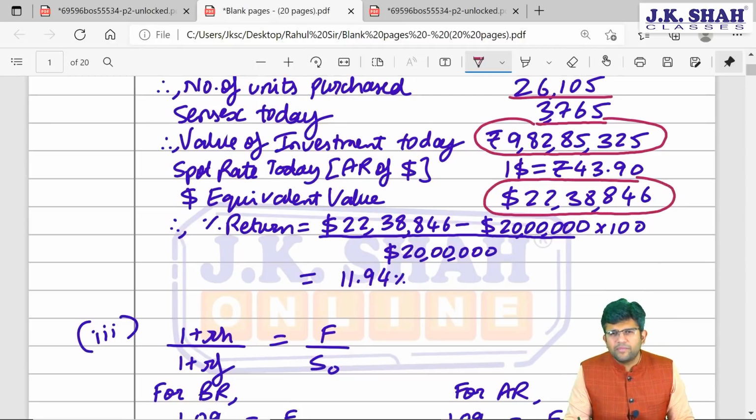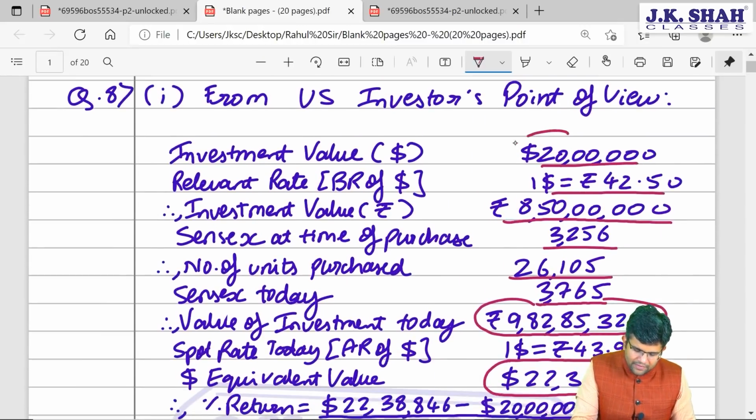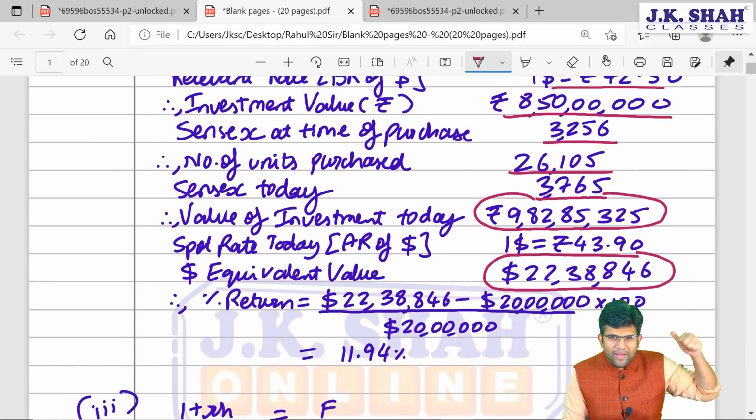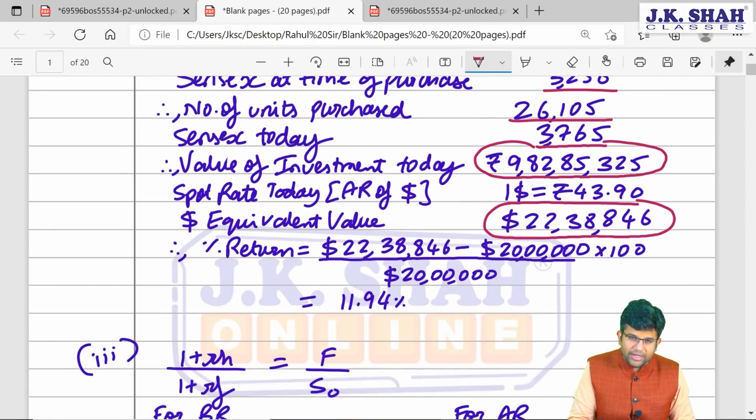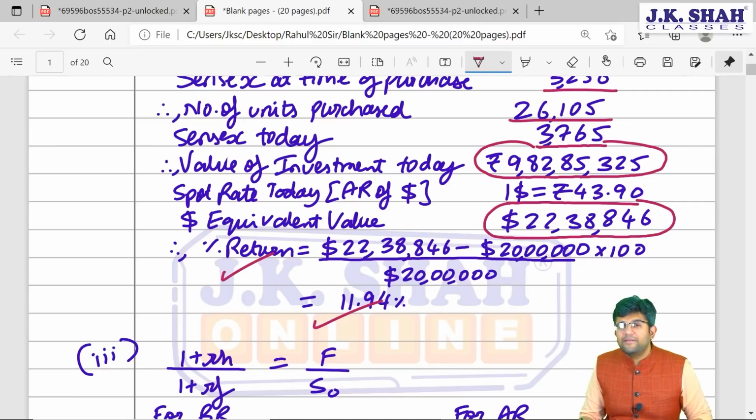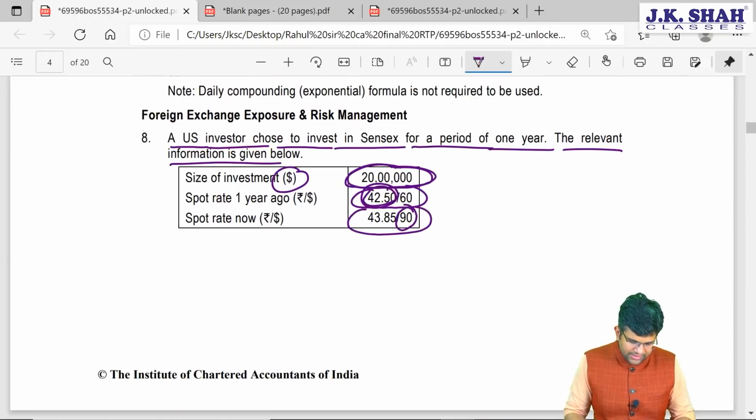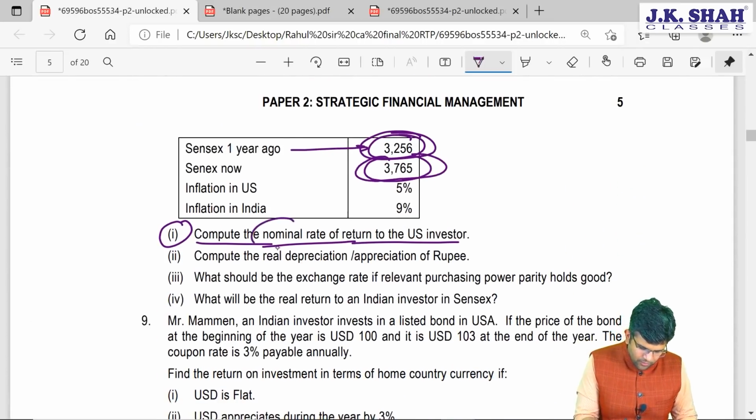$22,38,846. So basically, from the American's point of view, he invested $20 lakh today, or basically 1 year back, and today it has grown to $22,38,846. So children, do you realize that he is earning a percentage return of 22,38,846 minus 20 upon 20 into 100, that is 11.94%. Everyone clear?